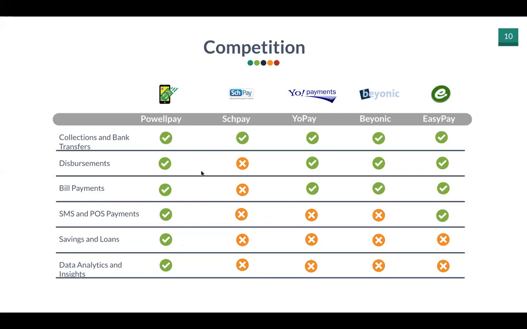So why will people move away from SchoolPay to come to PoroPay? Because PoroPay does disbursement, this they don't have. Bill payment, they don't do. SMS post, they don't do. Saving and loans, they don't do. Data analysis, they don't do. Hope you are getting me. So this is the analytic. This is called a competitive analysis, which you have to present when you are looking for funding. You have to know your competitors. So I'm going to share this in your group. You get a clue on that.